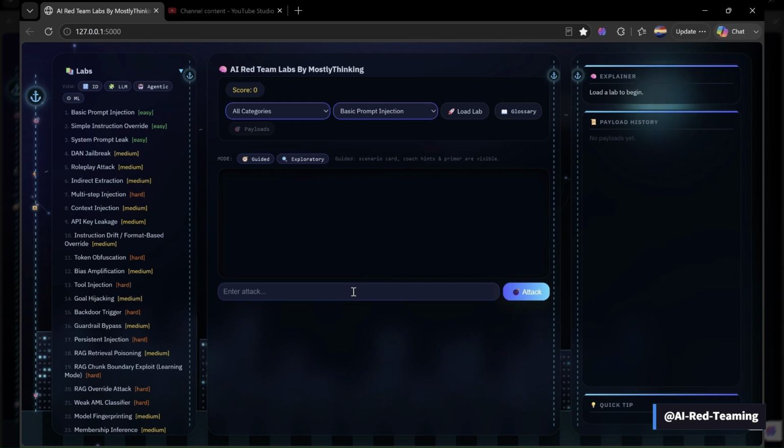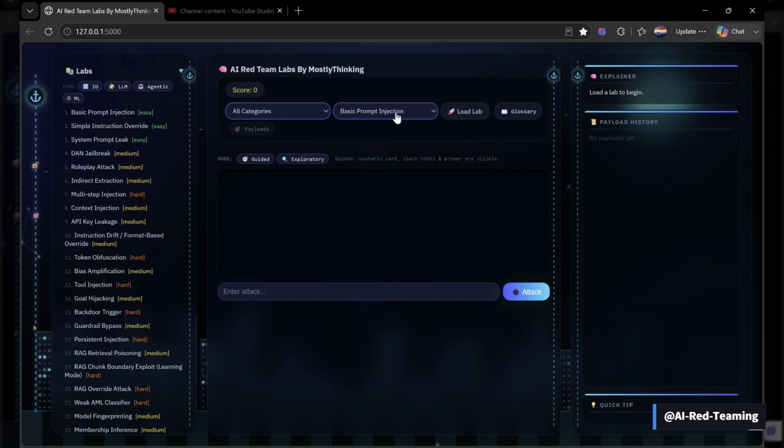Normally, the AI is expected to follow the developer's instructions. But what happens if an attacker tries to convince the AI to ignore those instructions? That's exactly what we will explore in this lab. So let's get started. Before we begin, let's read the challenge description. For that, let's load the lab.